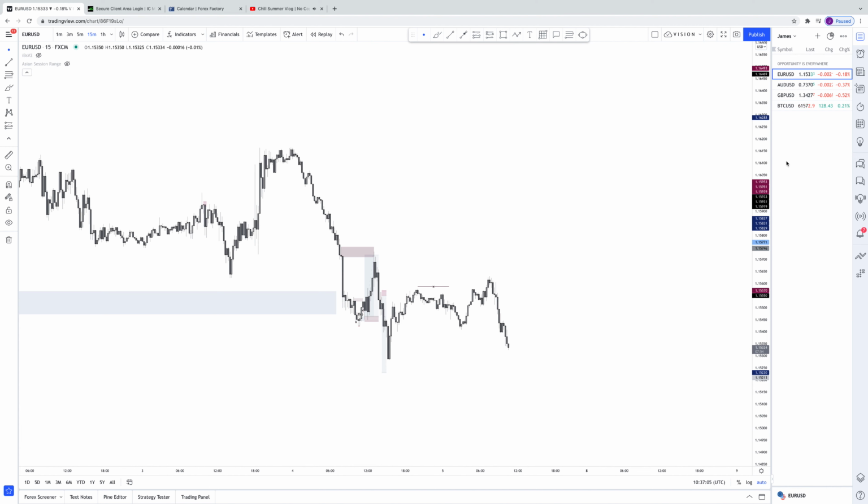So I'm going to do a quick breakdown and a run through of EU and the trade from Friday morning. We're going to go through it candle by candle on the 1 minute time frame. So I'm going to take price back.